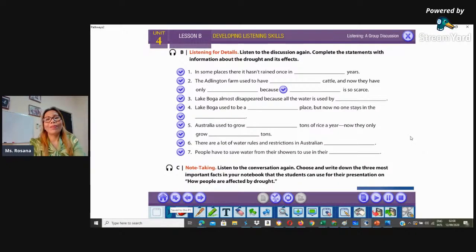That's unbelievable. It's totally gone. The article said Lake Boga used to be a vacation place. Now it's in crisis. No one stays in the hotels, and the whole town smells like dead fish. Ugh, that's really sad. But I think growing food is the most important consideration.